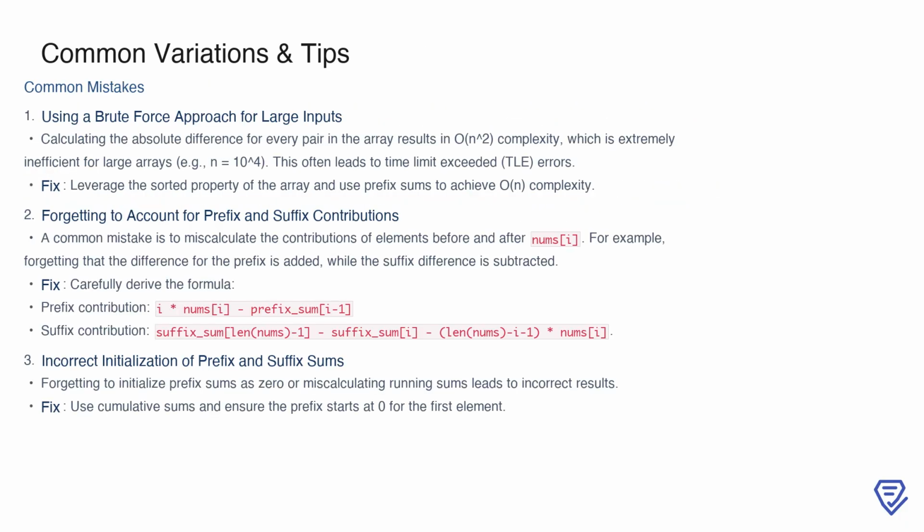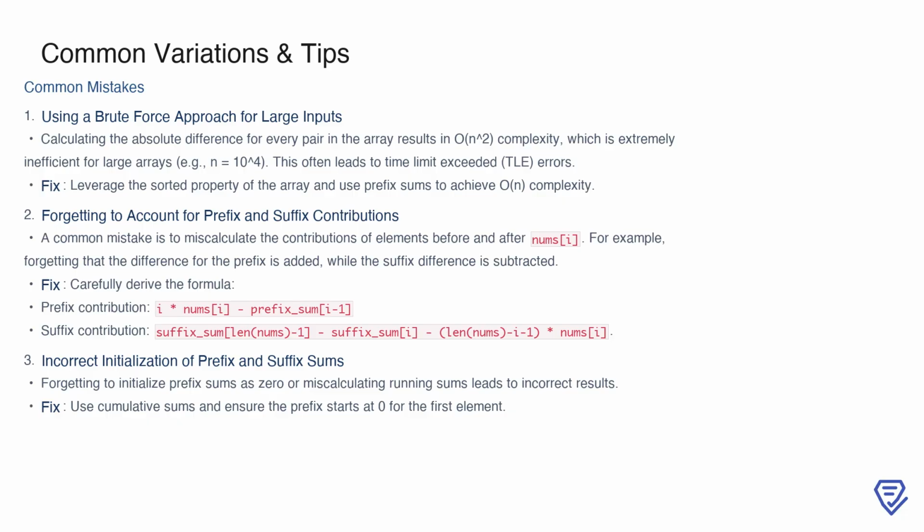One of the most common mistakes when solving this problem is using a brute force approach, especially for large arrays. Calculating the absolute difference for every pair results in n squared complexity, and this becomes impractical for large inputs like n equals 10,000, often leading to time limit exceeded errors. Instead, you should take advantage of the sorted nature of the array and use prefix sums to reduce the time complexity to n. Another frequent issue is miscalculating the contributions of elements before and after the current element.